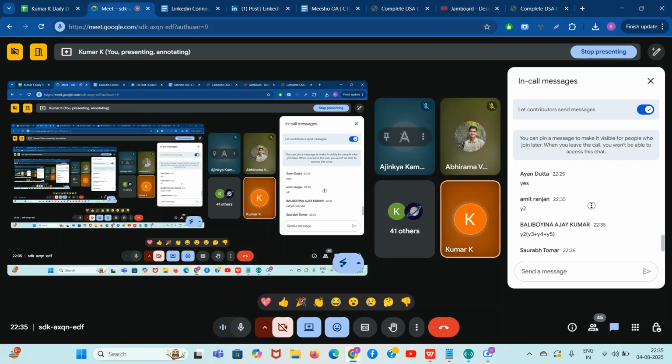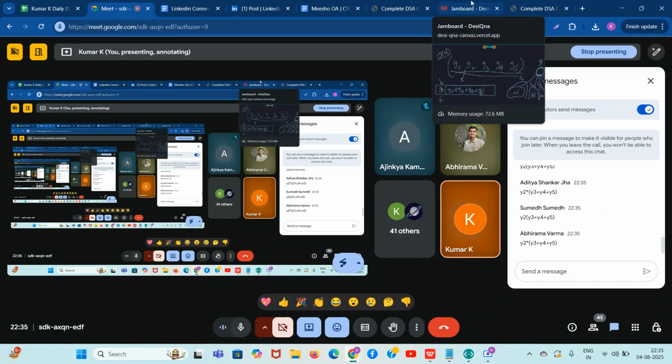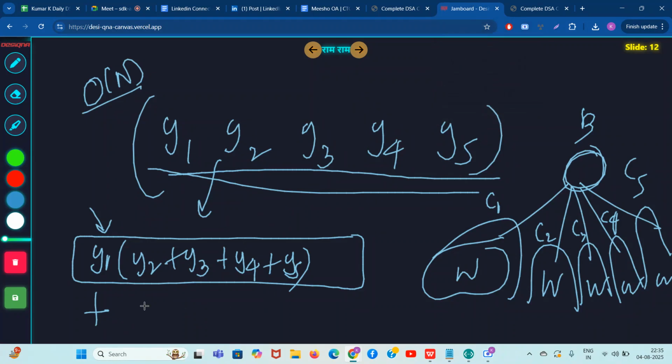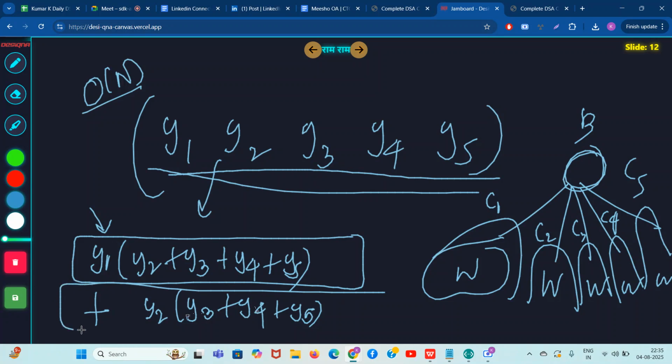Okay, what about others? So the next term will be, now Karandeep will write, the third term: y2 into y3 plus y4 plus y5 is the second term. Guys, what will be the third term? Think about it. You can do it.